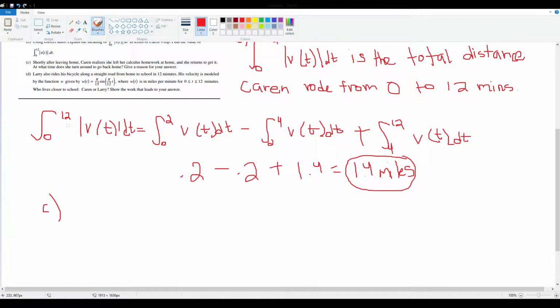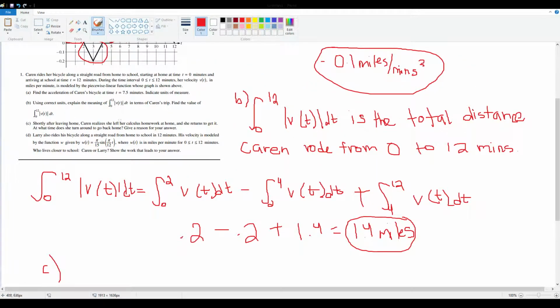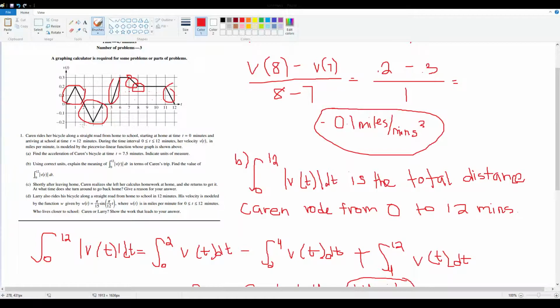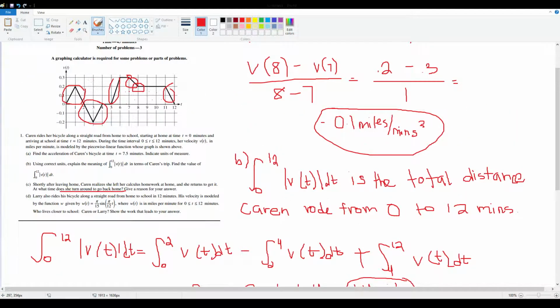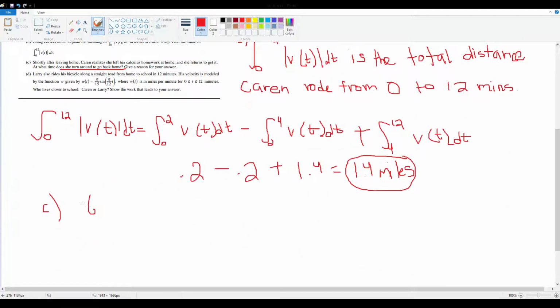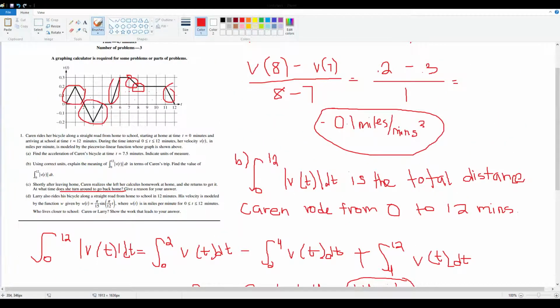Part C says, shortly after leaving home, Karen realizes she left her calculus homework at home and returns to get it. At what time does she turn around and go back home? And give a reason for your answer. So basically, when does she change directions? At t equals 2, she changes directions because her velocity is changing from positive to negative.